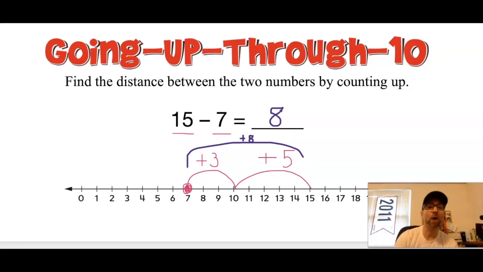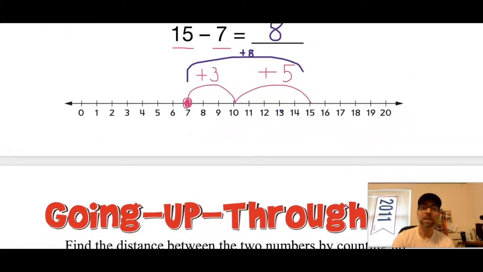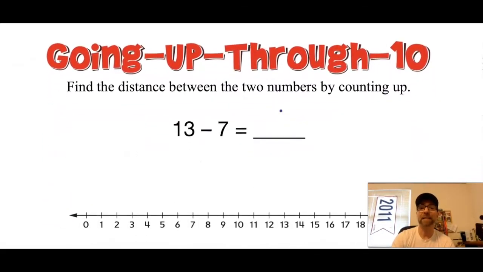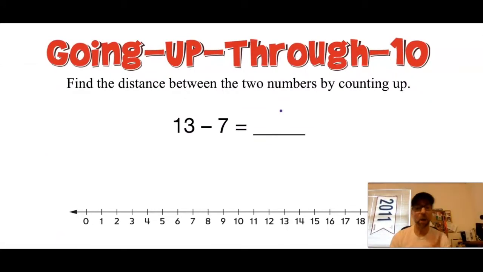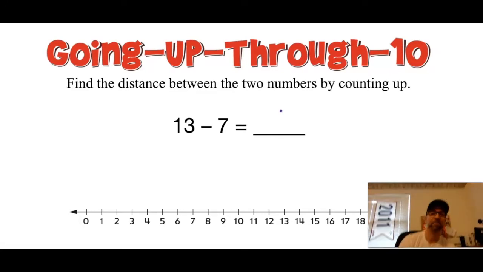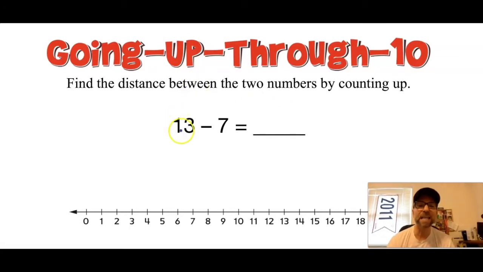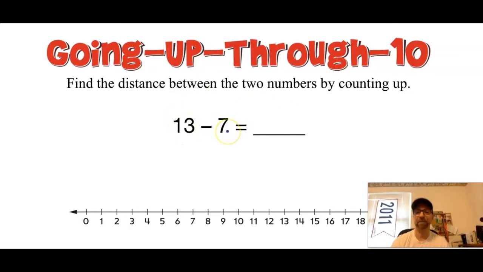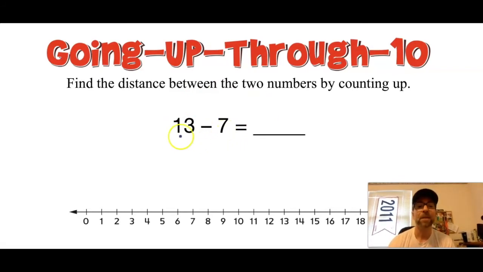Let's try another one. Let's go ahead and clear off that number line. This is the going up through 10 strategy. So think, going back, we traveled to 0. Going up, we're going to start at the smaller number and then count up to the bigger number. So let's see. 13 minus 7. You might want to write that number model on your sheet protector. 13 minus 7. So I'm going to start with my smaller number. I'm going to start at the 7.